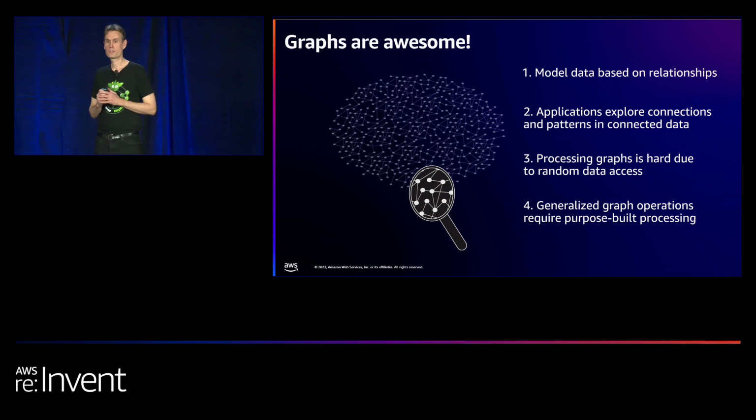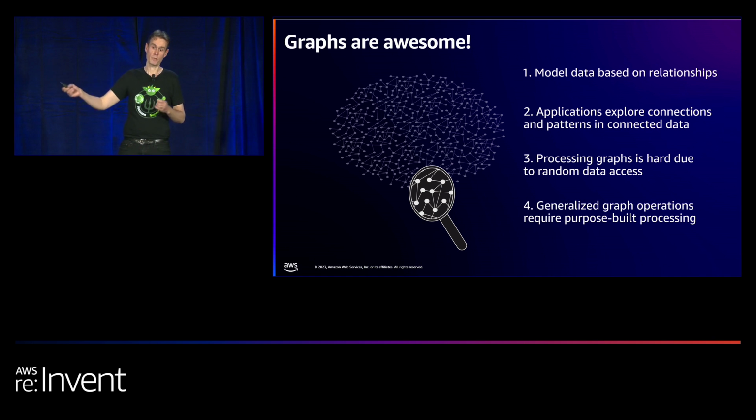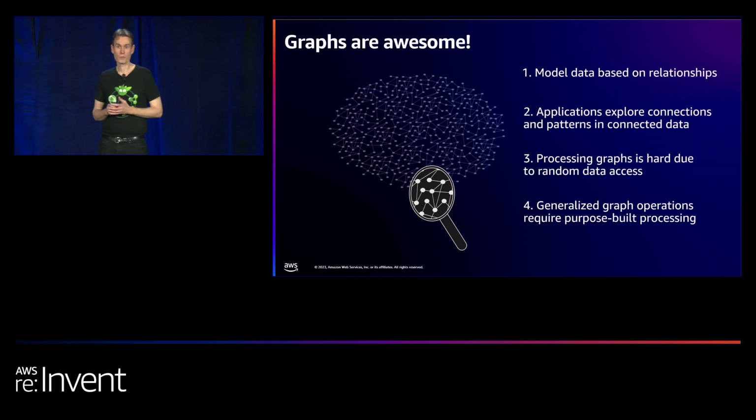The challenge is that processing graphs can be very hard. Graph performance is data dependent. It depends on the shape of the graph. And graph performance is dominated by random access. If you think about a social network, for example, how I'm connected to Umit, who might be connected to someone else, if you traverse those connections, it's very difficult to predict when you lay out the data in the database and position it correctly for fast retrieval. So for generalized graph processing operations, you need to use a purpose-built graph solution to be able to get good performance.